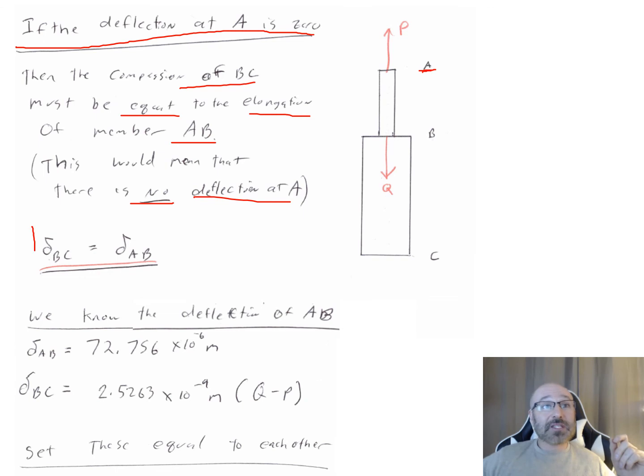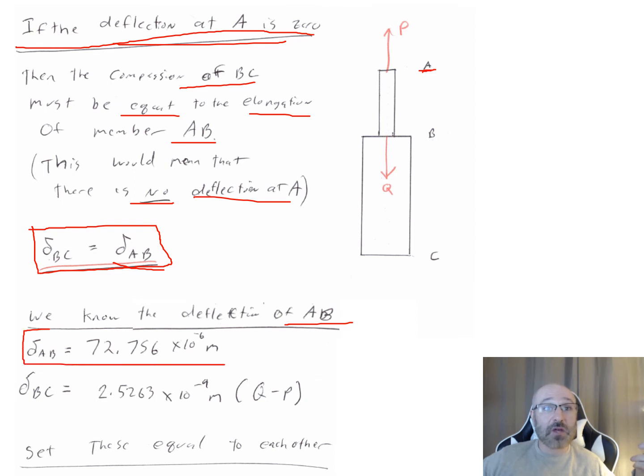In terms of our variables, this is saying that DBC, our deflection at BC, is equal to our deflection at AB. That's going to help us solve a portion of this relationship in order to get our deflection at A to be 0. So what do we know about the deflection at AB? Well, we've already solved for a numeric value for our deflection at AB. So our deflection at AB is equal to 72.756 times 10 to the negative 6 meters.